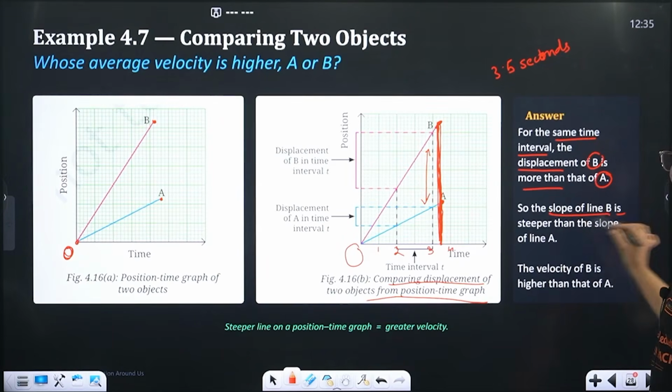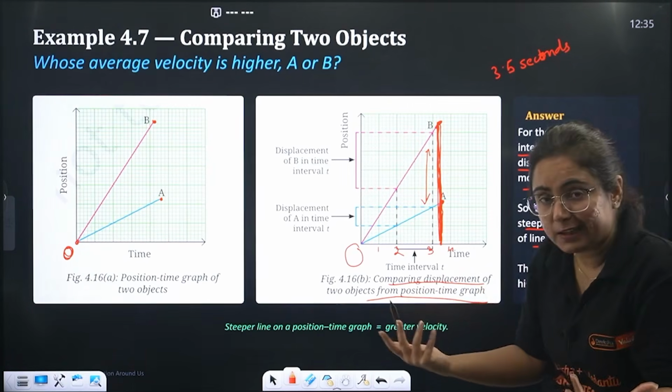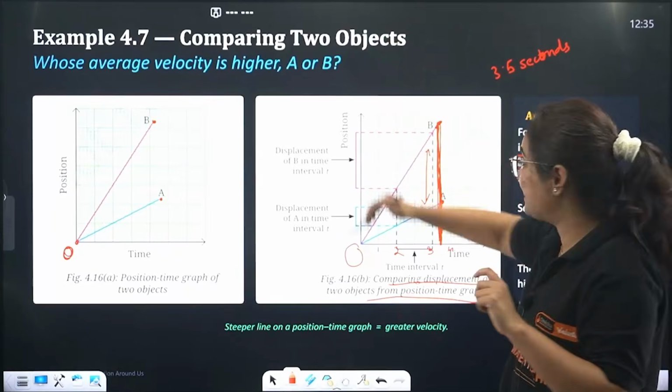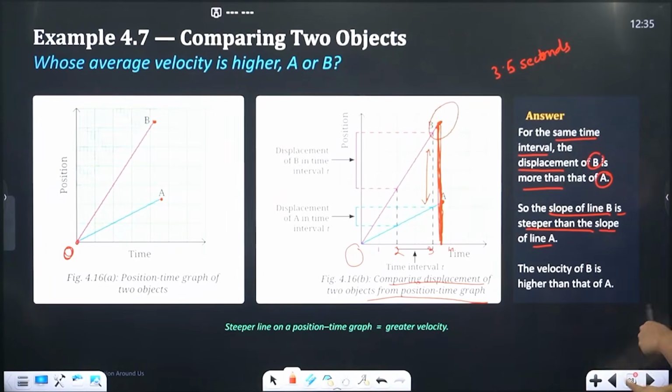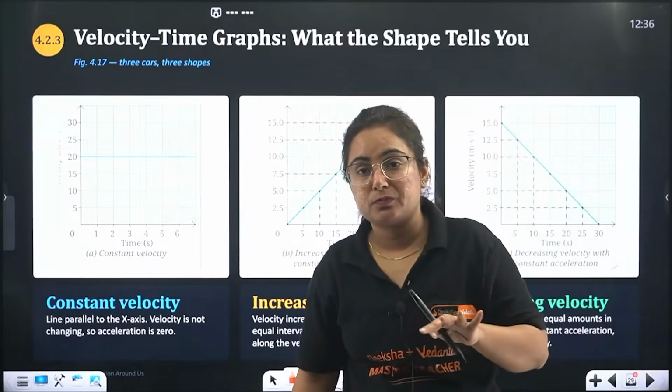So the slope of line B is steeper than the slope of A. Hence, whose velocity must be higher? Who is far away? Whose slope is steeper? B. So the velocity of B is obviously higher than that of A.